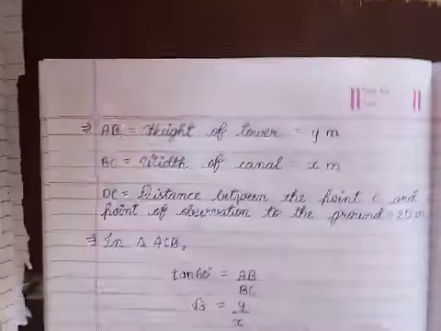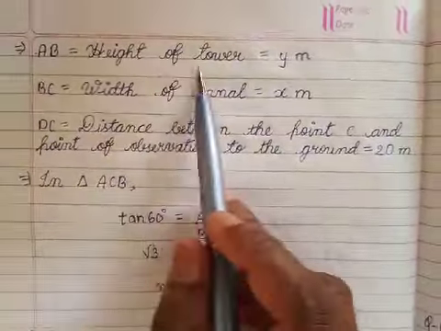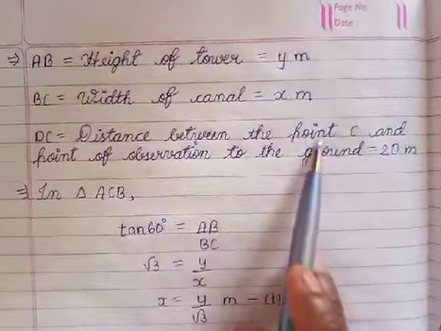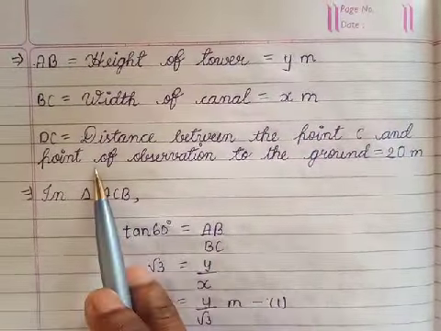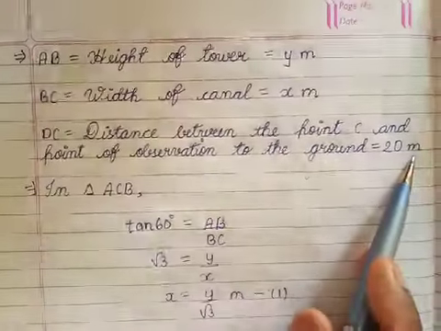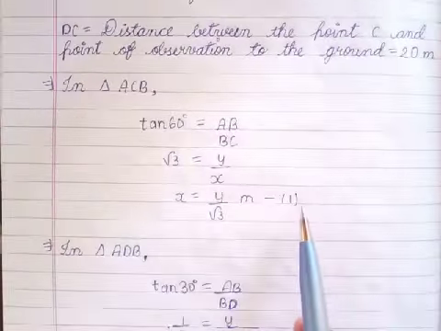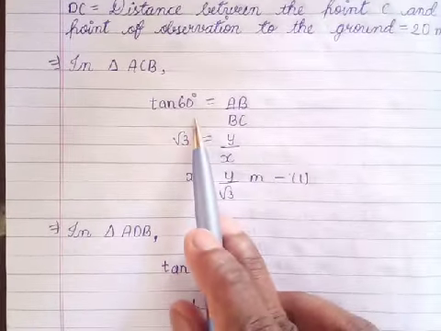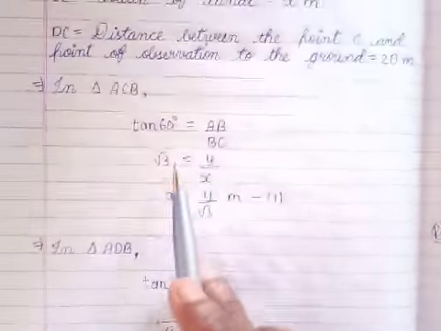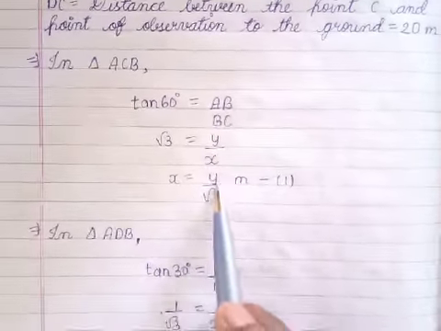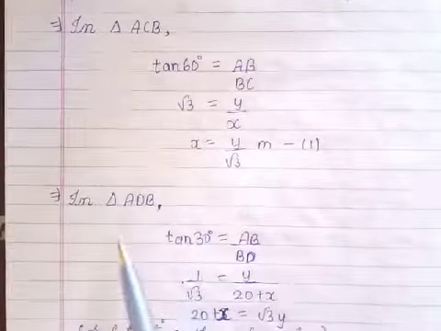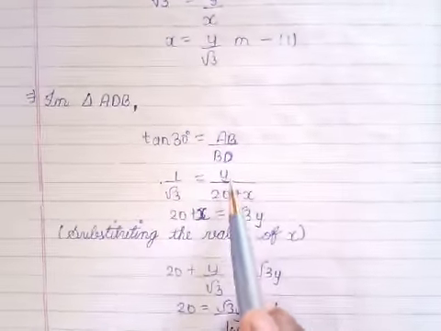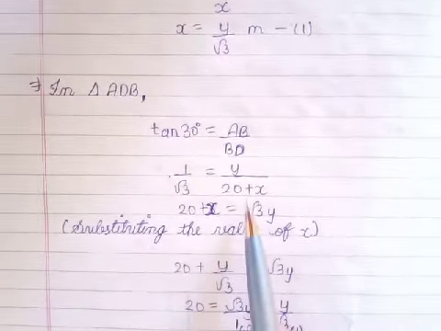Let's see here. AB, the height of the tower, is y meter. BC, the width of the canal, is x meter. The distance between the point C and the point of observation on the ground is 20 meter. In triangle ACB, tan 60 is equal to root 3, which is AB upon BC. Root 3 is equal to y upon x, so x is equal to y upon root 3 meter. In triangle ADB, tan 30 is equal to AB upon BD. So tan 30 is 1 by root 3, equal to y upon 20 plus x.